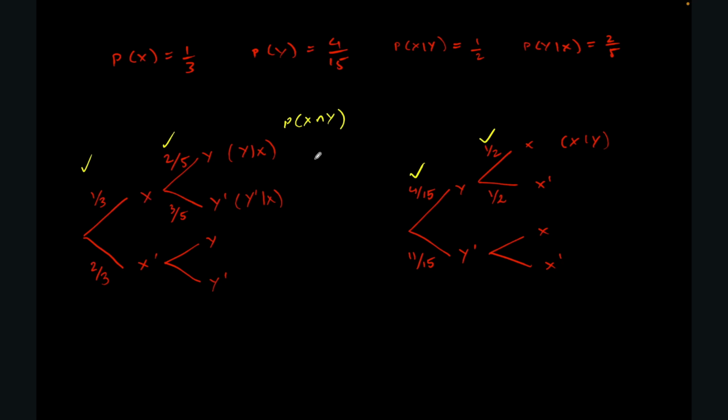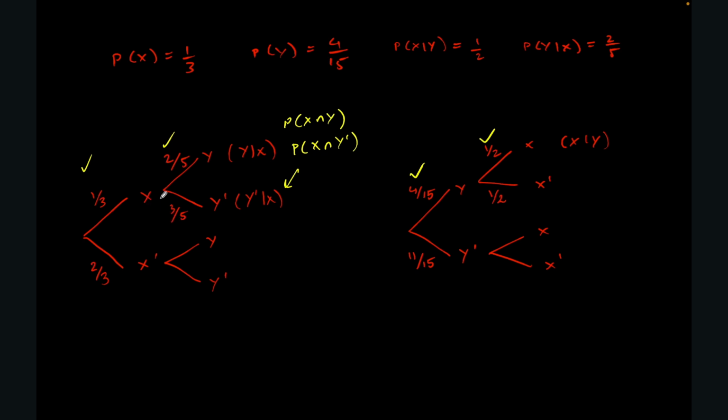And here, if you multiply this, then you get x and y dash for this one. Okay. So this is the idea of how you can actually solve these questions using a tree diagram as well, because it's conditional probability. It's dependent on whether x is happening or not. It's kind of like that.